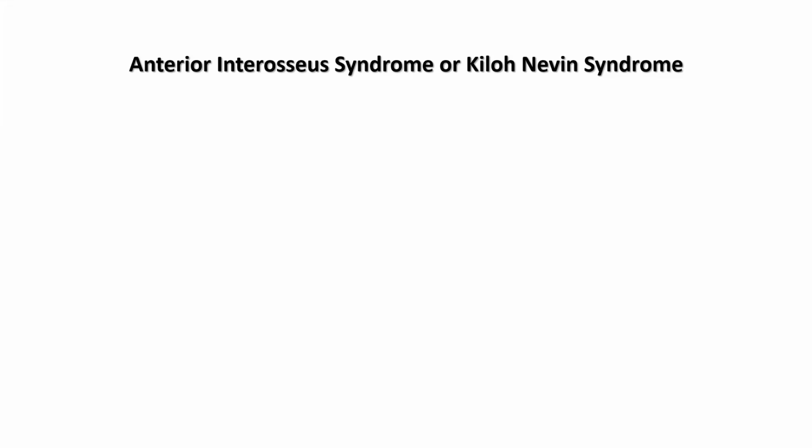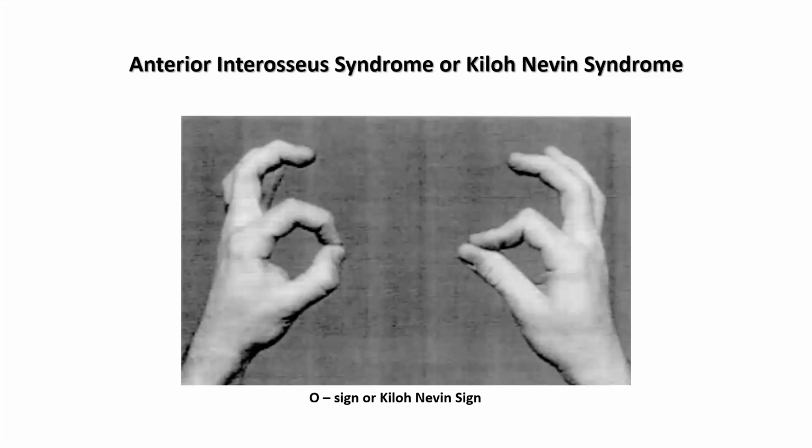Sensation is still intact. Now, this type of nerve pathology can occur in pediatric fractures, like in supracondylar fractures, completely displaced supracondylar fractures. There, this component is specifically damaged. Okay, and the sign to check it is to ask the patient to do this OK sign. We call it the O sign or the OK sign.